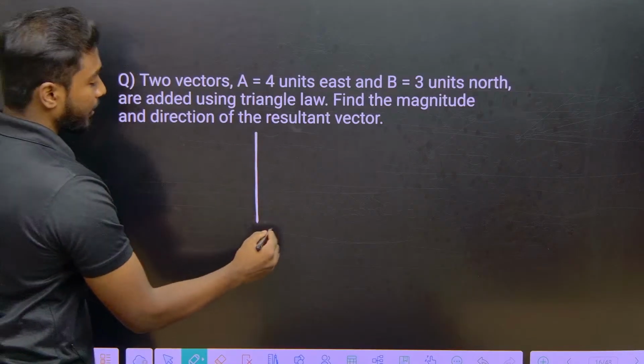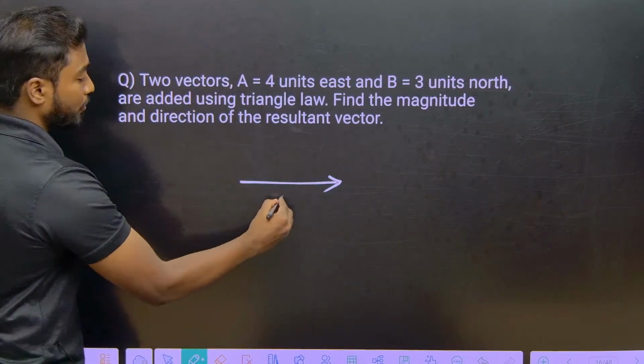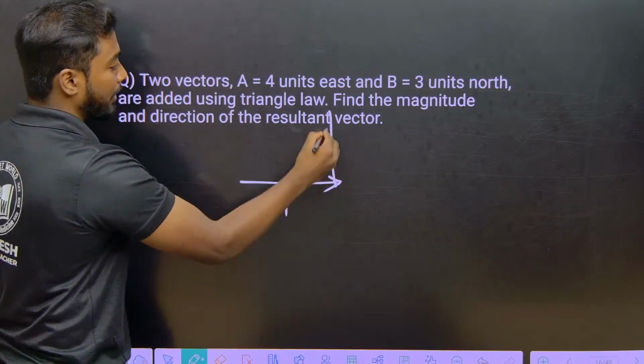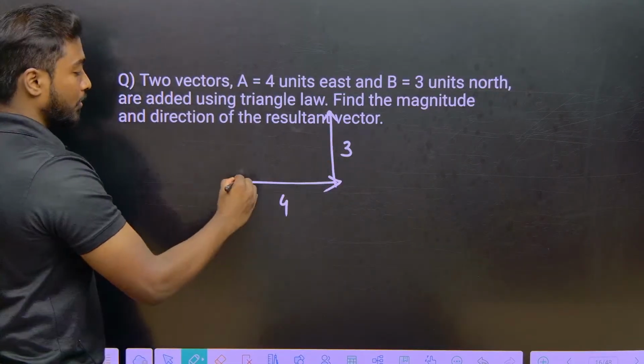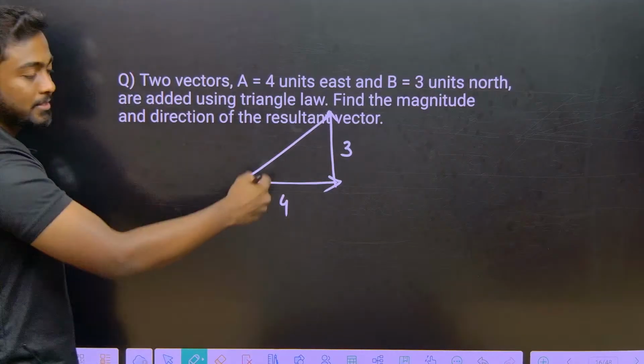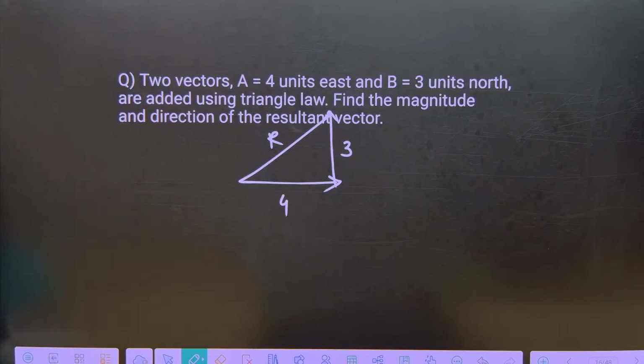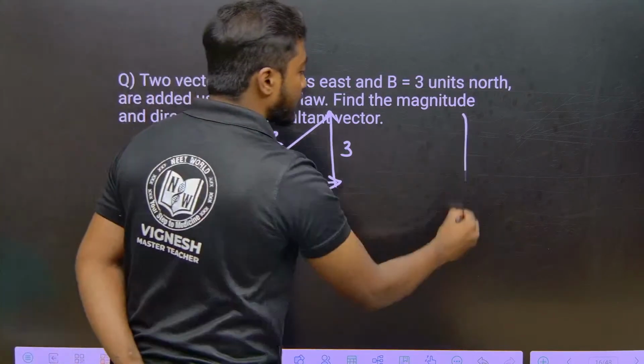A is in east, right? A I kept as east. So, this is 4 and next one is north 3. So, resultant should be from tail of the first vector and head of the second vector. This is my resultant. So, what will be the angle between them? 90 degree, obviously, right.